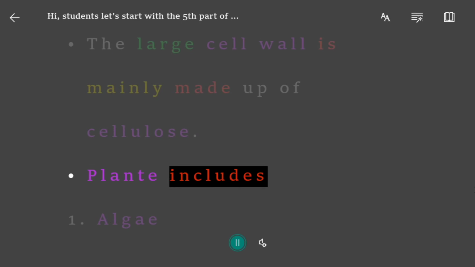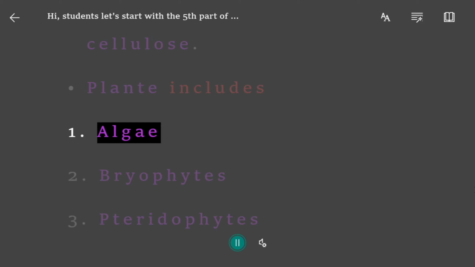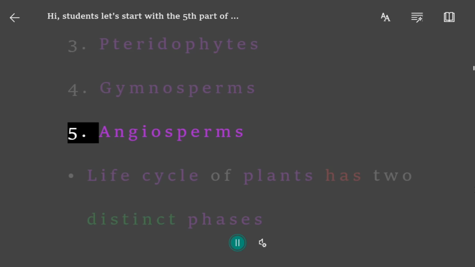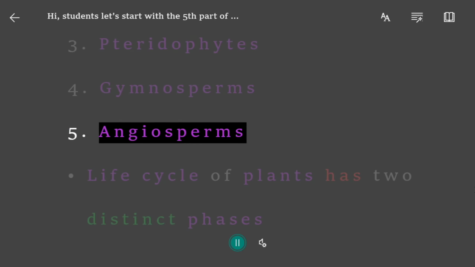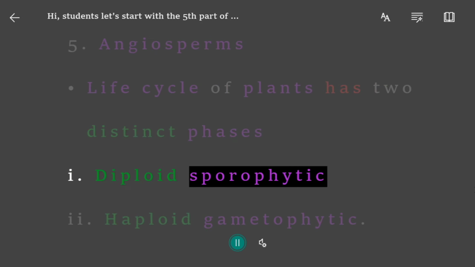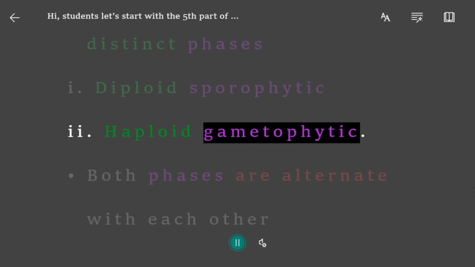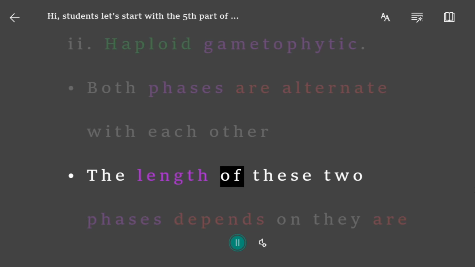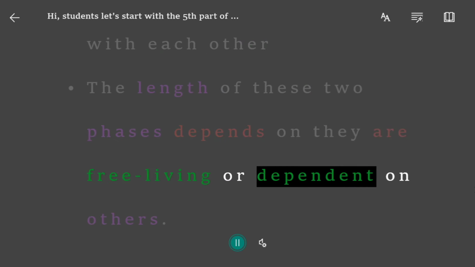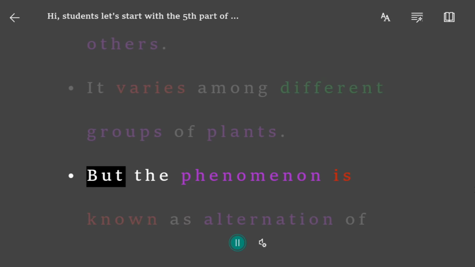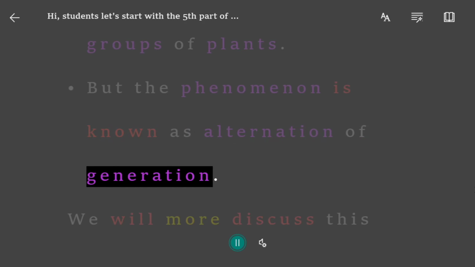Plants include: 1. Algae, 2. Bryophytes, 3. Pteridophytes, 4. Gymnosperms, 5. Angiosperms. The life cycle of plants has two distinct phases: 1. Diploid sporophytic, 2. Haploid gametophytic. Both phases alternate with each other. The length of these two phases depends on whether they are free living or dependent on others. It varies among different groups of plants, but the phenomenon is known as alternation of generation.